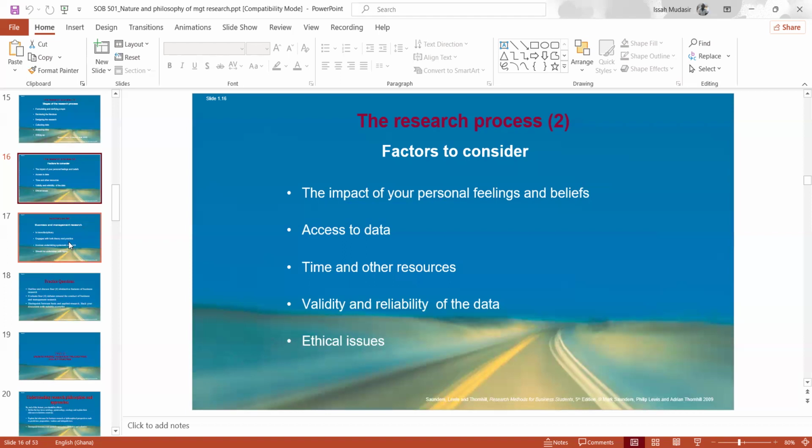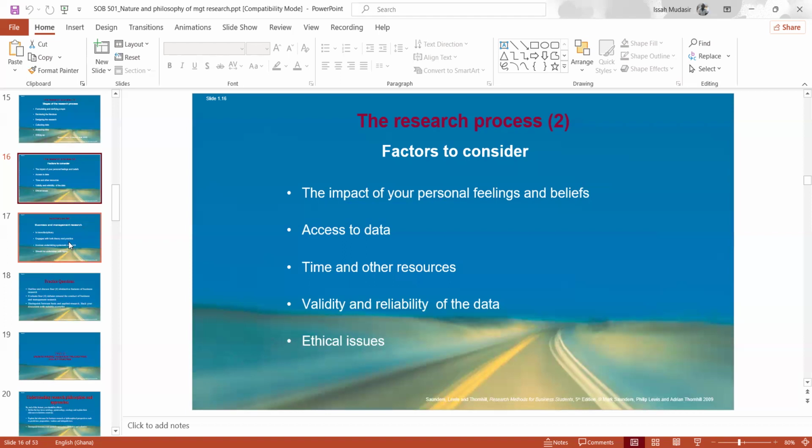When you come up with your topic, one of the critical questions you must ask yourself is, is data on the topic available? If it is available, is it accessible? Because it's one thing for the data to be available at the institutional level, available on the website, but can you have access to it? Most of the time, they will say that you have to pay dollars. Do you have the dollars to get the data and use it?